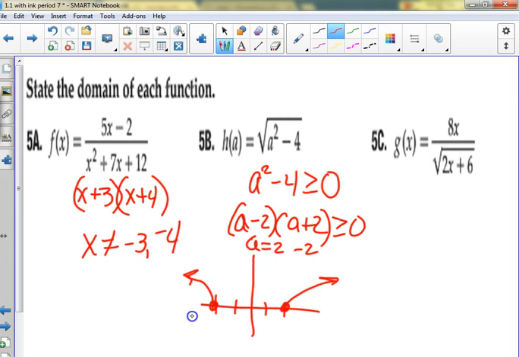Anybody type it in? Okay. So what values are okay for the domain of this? Negative infinity to what? Negative 2 with a square bracket and 2 to infinity. That's tricky. Okay, that is definitely tricky. I would have left the squared off if I was going to ask you that question, probably.